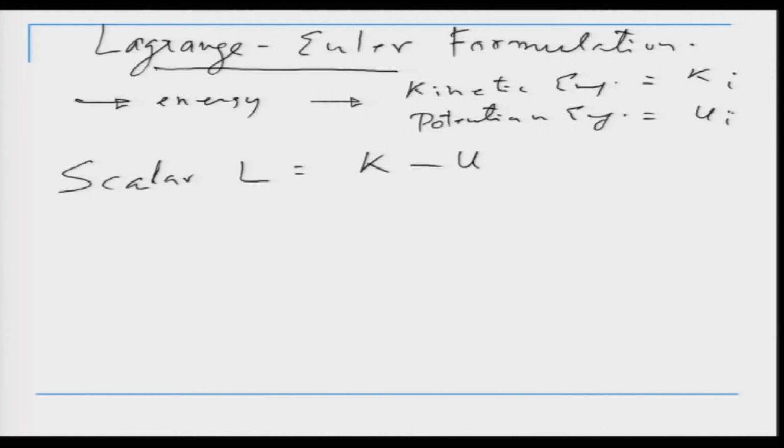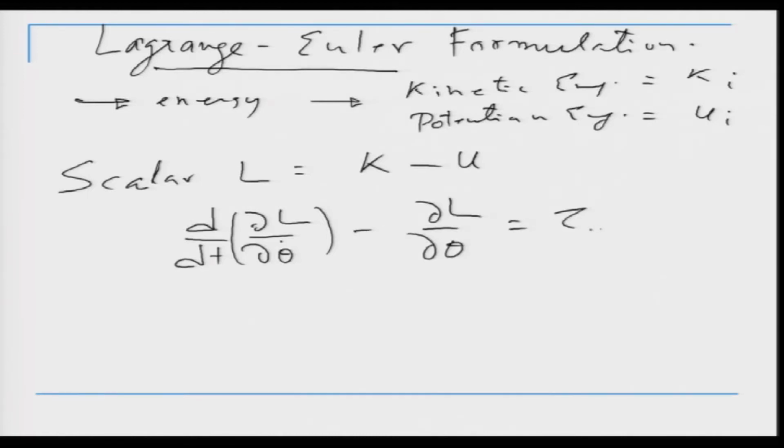Okay. So, we form this Lagrangian, which is the difference between the kinetic energy and the potential energy for all the links. Then we sum it up and find it for the total system, and then we put it in the equation d/dt of ∂L/∂θ̇ minus ∂L/∂θ is equal to the joint torque τ. This gives us the equation of motion.